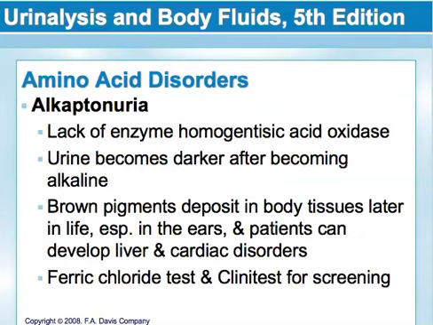Next is alkaptonuria, where the patient has a lack of the enzyme homogentisic acid oxidase, causing homogentisic acid to accumulate in the blood, tissues, and urine. Urine becomes darker after becoming alkaline from sitting at room temperature. It usually doesn't present in early life, but later it can cause brown pigments to deposit in body tissues, especially in the ears, and patients can develop liver and cardiac disorders. The ferric chloride test and clinitest can be used for screening.